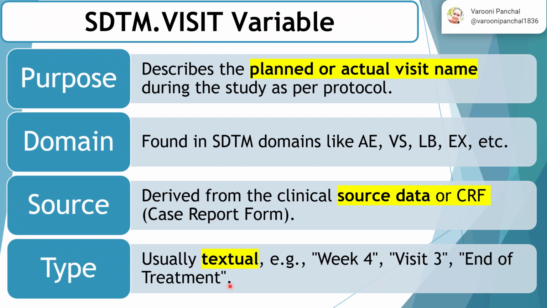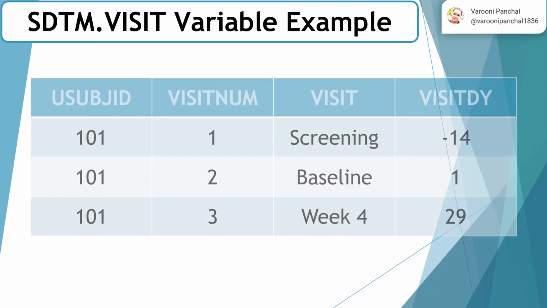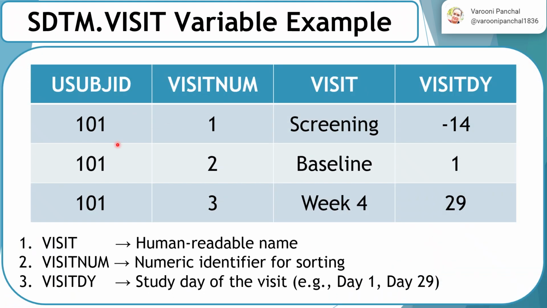The type is usually textual, for example, week 4, visit 3, and end of treatment. In this particular variable, you will find the screening visit as well, right? So we'll go through the SDTM.VISIT variable example. Here you will see unique subject ID 101, 101, 101. This particular patient has 3 records of visit numbers 1, 2, 3. Visit number is a numeric identifier used for sorting, and 1 represents the screening visit, 2 represents the baseline visit and 3 represents week 4.